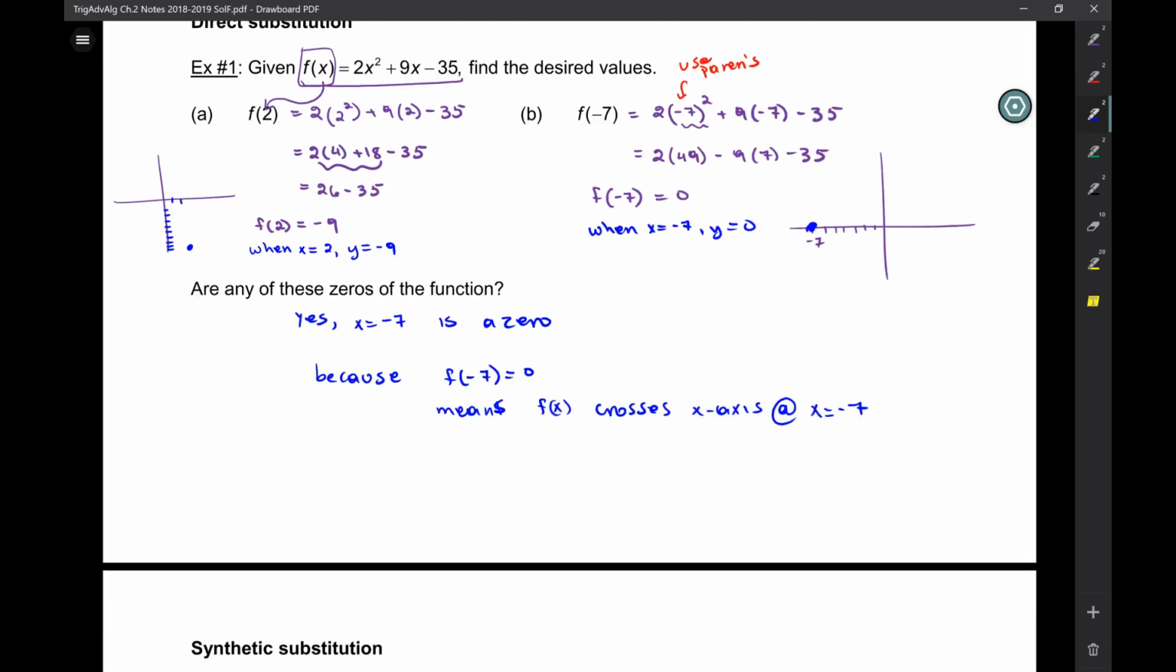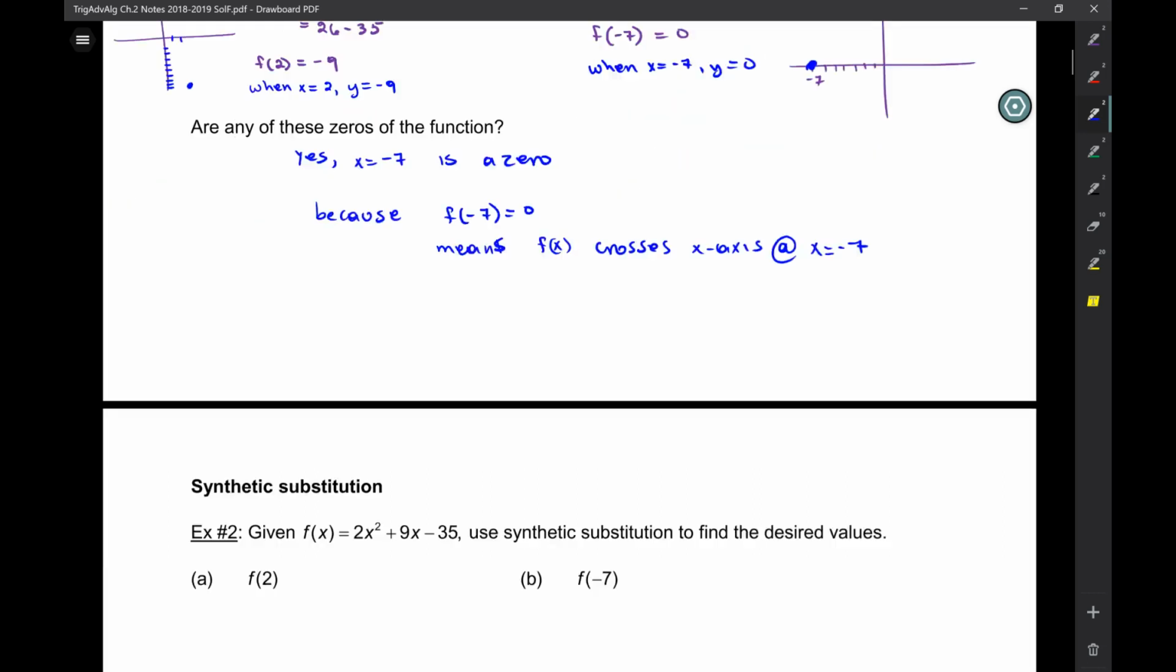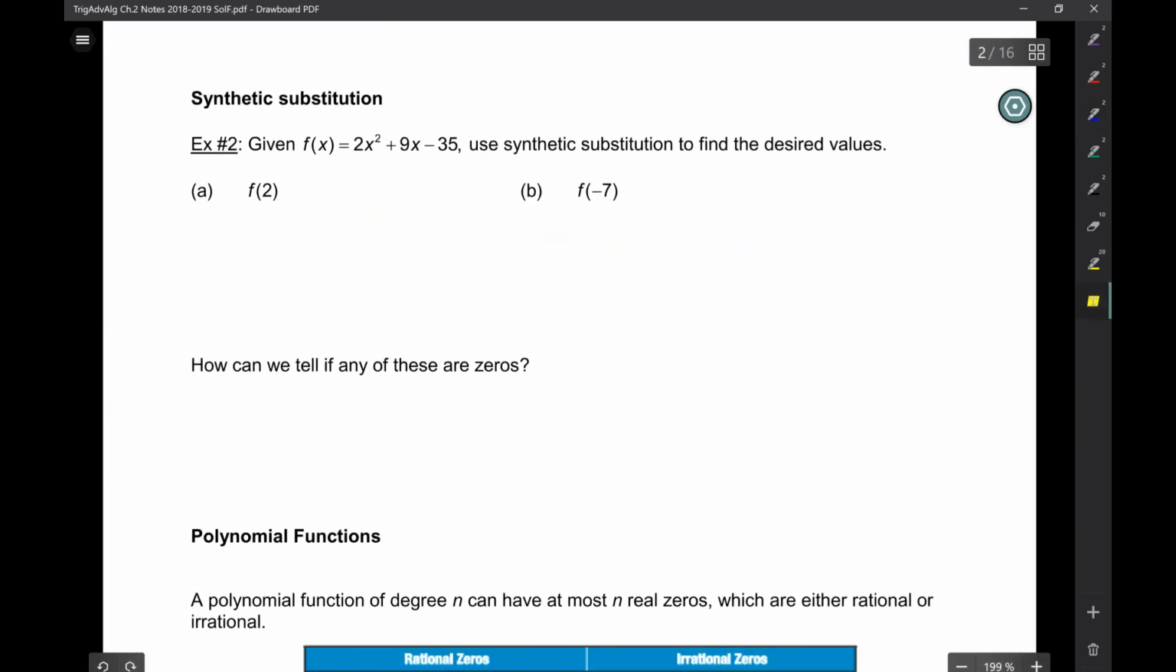Okay? All right, so we did this using direct substitution. And you can see, especially when the numbers get pretty big, this method is pretty tedious. You're working with large numbers and you're squaring and so on. It's not that easy to work through. Well, let's take a look at synthetic substitution. What does that word synthetic mean? Like in just random non-math life? It's not real, it's man-made. So that's what synthetic substitution is. It's not the real thing, but it's good enough.